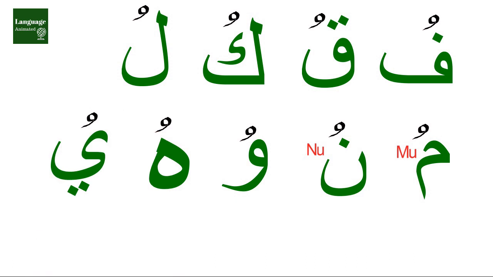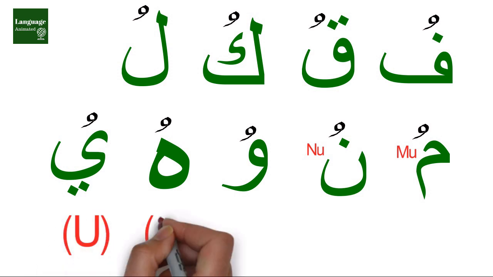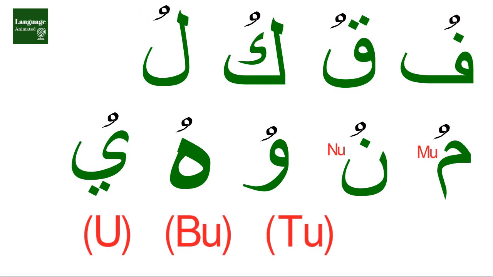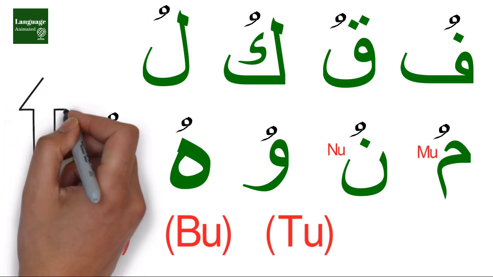So that's what I mean. When you see this mark on any Arabic word or letter, you will understand that it always makes the U, Bu, Tu sound, from down to up.